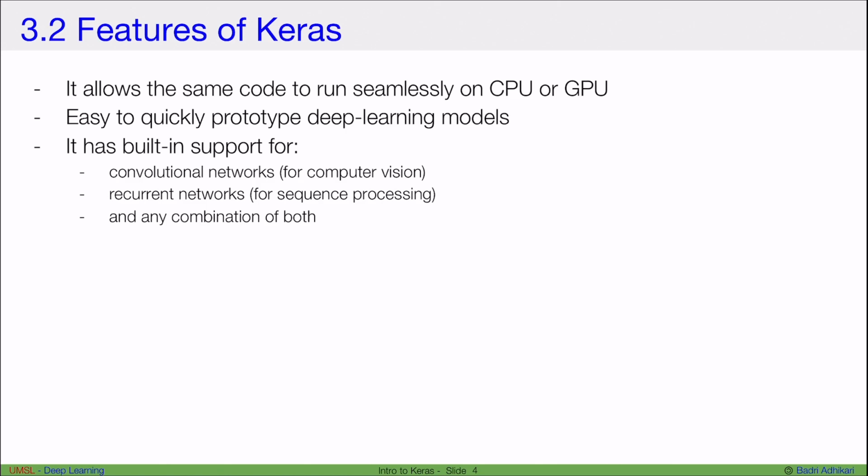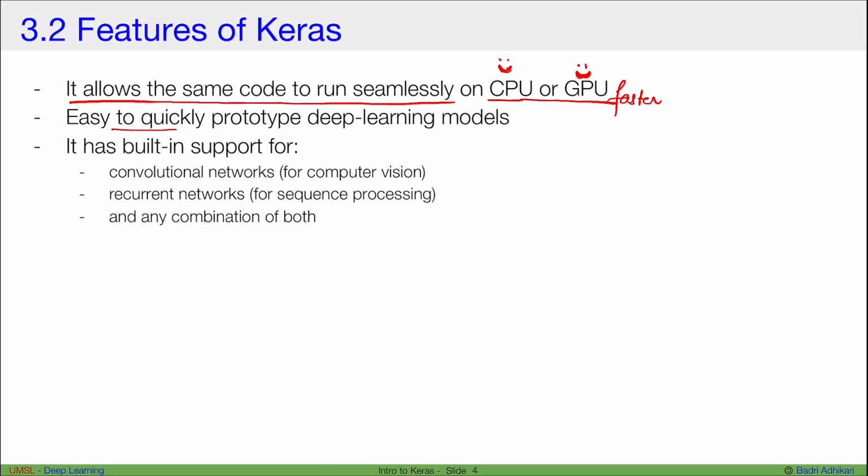Let's look at some features of Keras. It allows the same code to run seamlessly on CPU or GPU. So if you have a GPU, then you can run your code on GPU. But if you don't have a GPU, then even on CPU, your code will run without you changing anything. Now, things that usually run faster on GPU will run slower on the CPU, but it still runs.